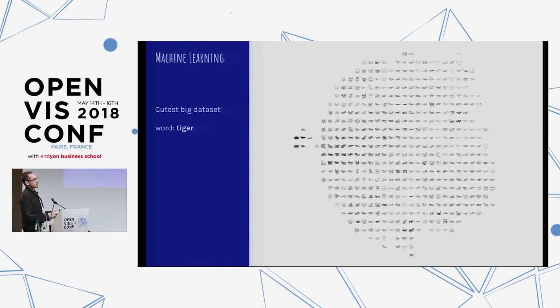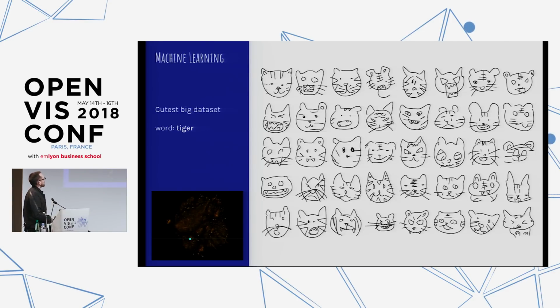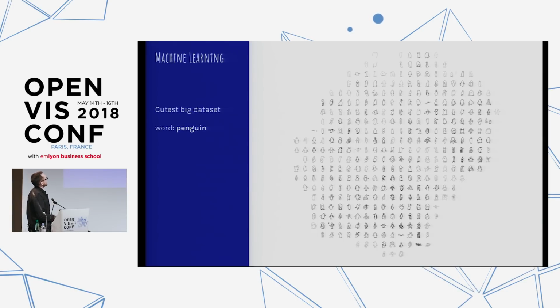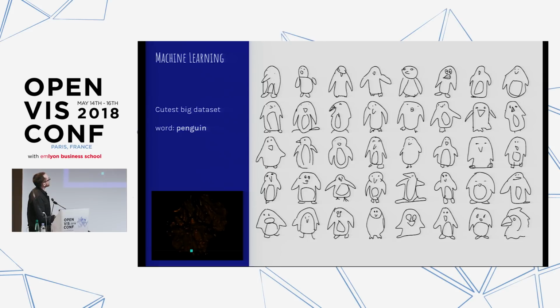Here is a map of tigers, which you might expect to be pretty similar to cats, and often are. And here are my favorite tigers. It's really cool. Here's a map of penguins. Everyone loves penguins. There's movies about them. And these are some nice ones.